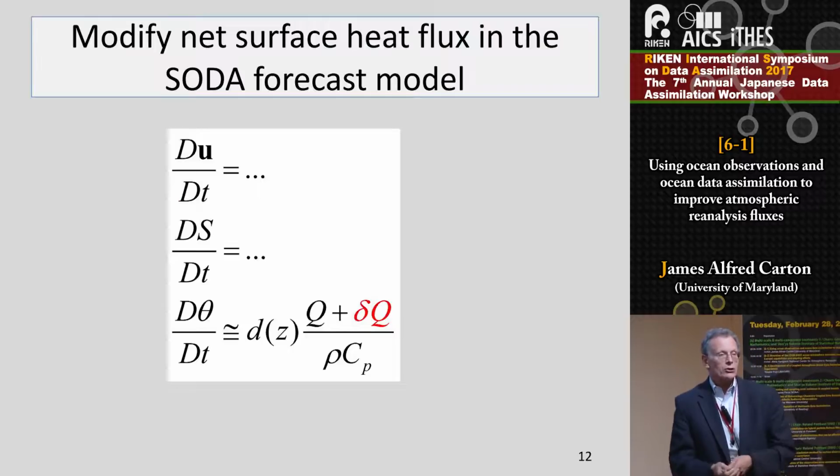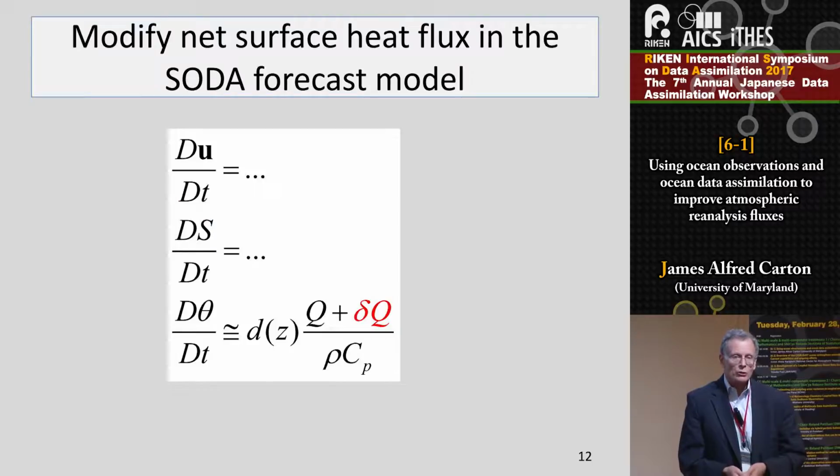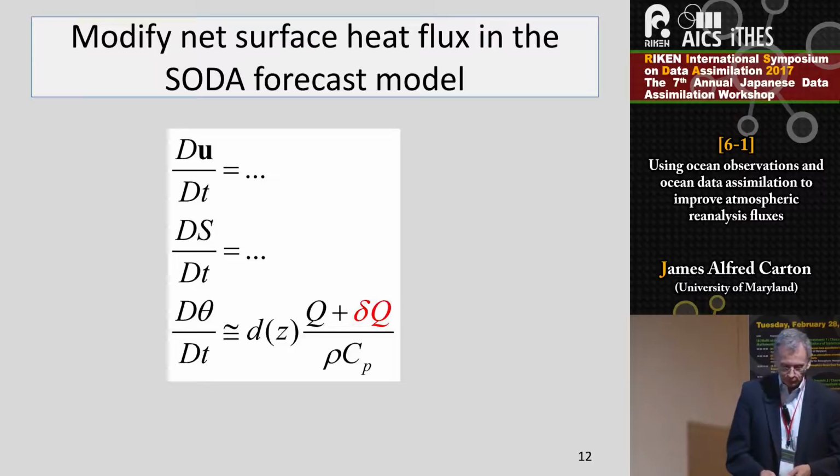So that is my explanation of the problem, that we have these errors in net surface heat flux. They're large. If you want to pick a number, you're talking about 10 to 30 watts per meter squared. The global warming signal is about 1 watt per meter squared. So if you wanted to pick the global warming signal out of net surface heat flux, you've got to bring the errors down by more than a factor of 10.